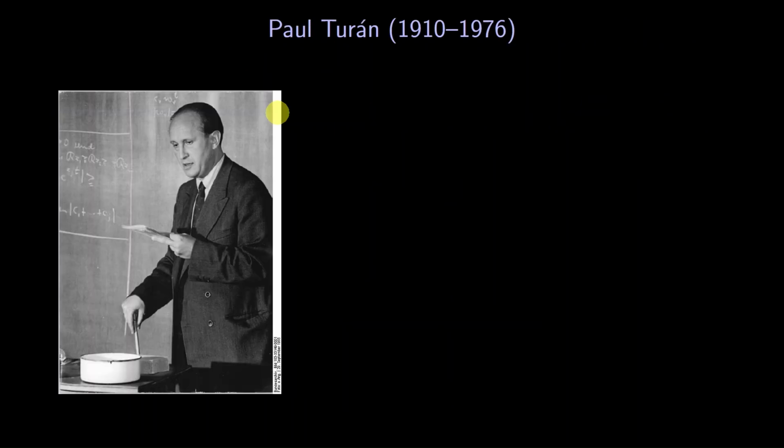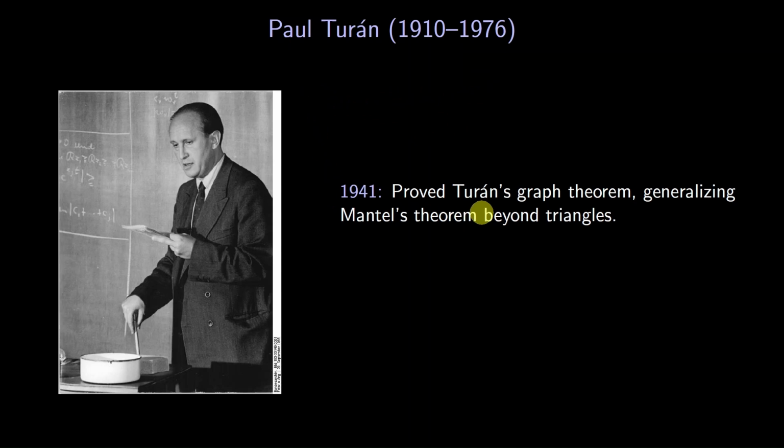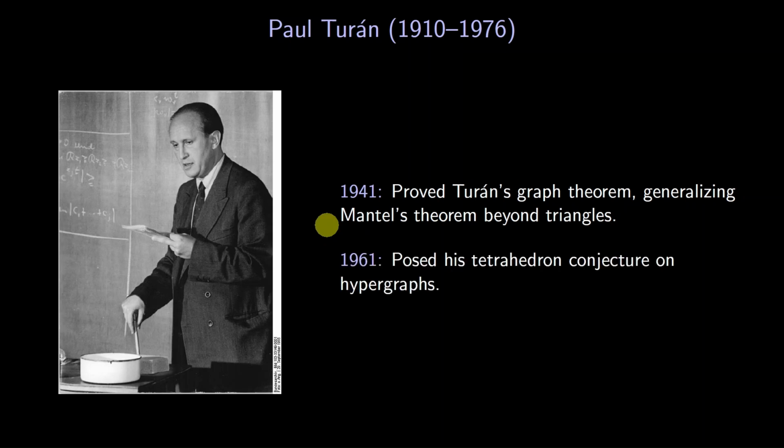Let me say a little about Turán. He was born and raised in Hungary. In 1941, during World War II, he generalized Mantel's theorem in graph theory to all complete subgraphs, as we mentioned before. Being Jewish, Turán did this work while imprisoned in Nazi labor camps from 1940 to 1944. His work kicked off tons of research in the new field of extremal graph theory. 20 years later, he posed his tetrahedron conjecture on hypergraphs. These hypergraph problems are much harder than the corresponding graph problems.